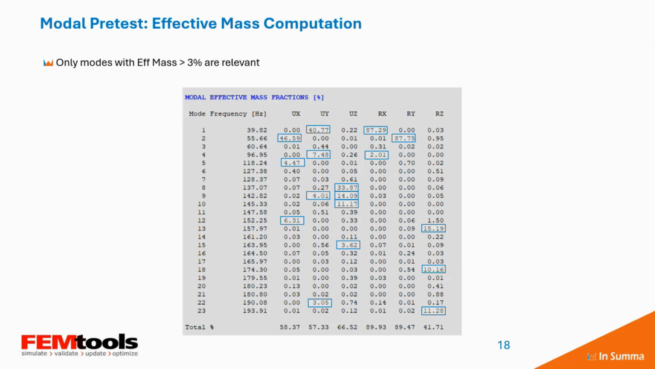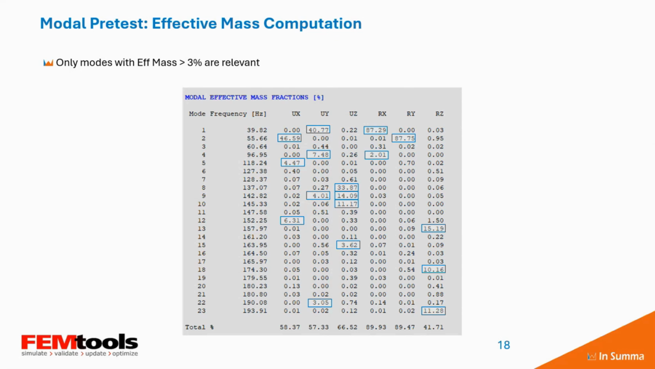And before we start doing any type of correlation, we first start with some pretest activities by computing the modal effective mass, because this helps us to understand how much of the total mass is contributing to a particular mode. Here we have to remember that in general, we don't really know how much a mode is going to contribute to the overall response until we apply the loads to the structure, because things like the frequency content of the loads and the direction of the loads can all have an effect.